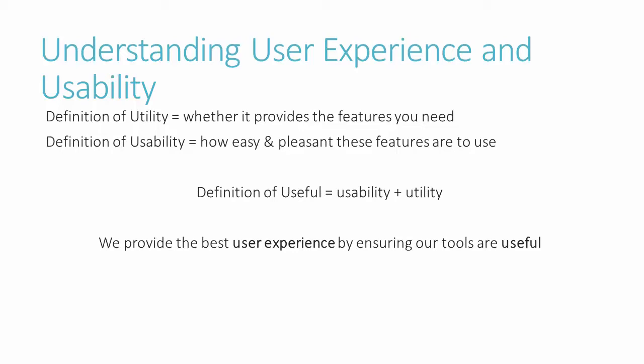When we talk about utility, we are concerned with whether a product has the features you need. The work associated with utility is typically done when you go through the process of selecting an ILS. You ensure it has a list of features your patrons will need. Usability comes in when your users or patrons begin to actually use those features. Usability is concerned with how easy and pleasant those features are to use. For a product like your library catalog to be useful, it needs to combine utility and usability. We provide the best user experience by ensuring our tools are useful.